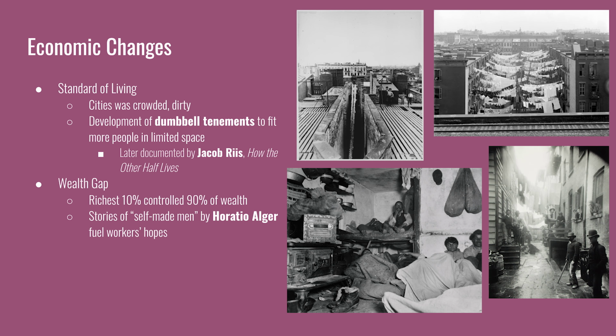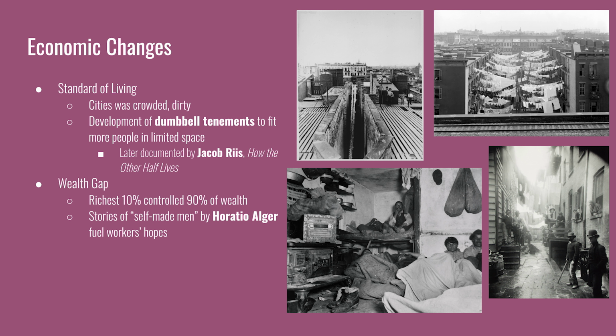Life in the cities was pretty poor. It was crowded and it was dirty. New types of building called dumbbell tenements were created in order to fit more people in a limited amount of space. At first, these tenements were just rectangular in shape, but after laws and regulations of living conditions in big cities were adopted, they were required to have at least one window to increase airflow.